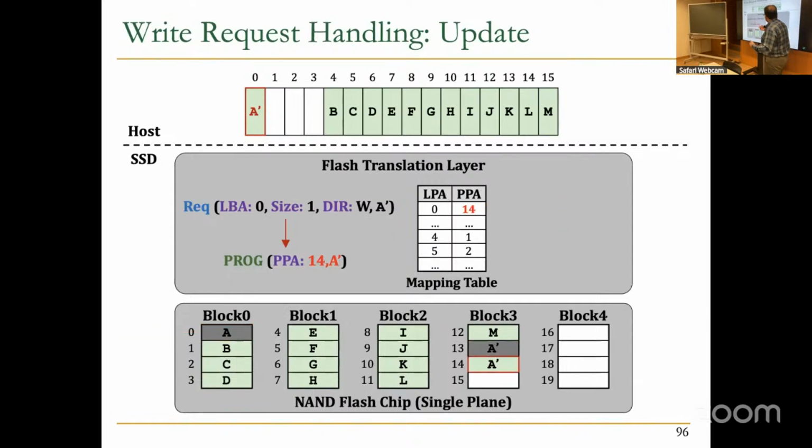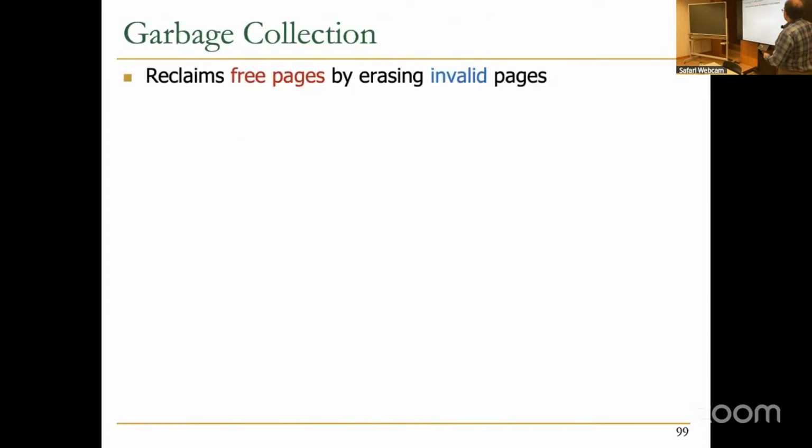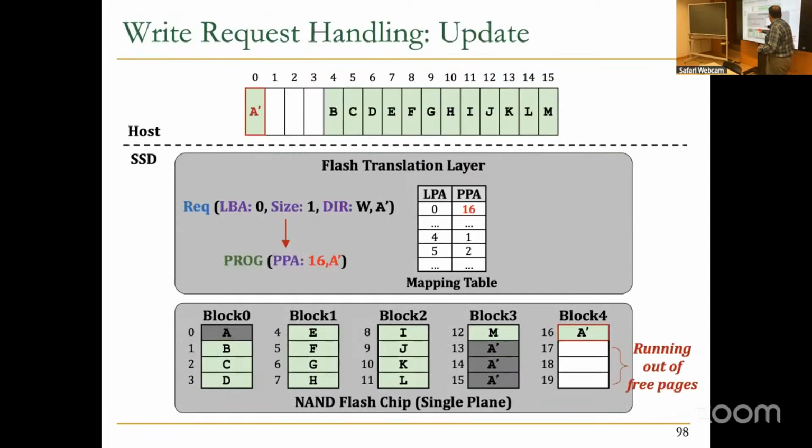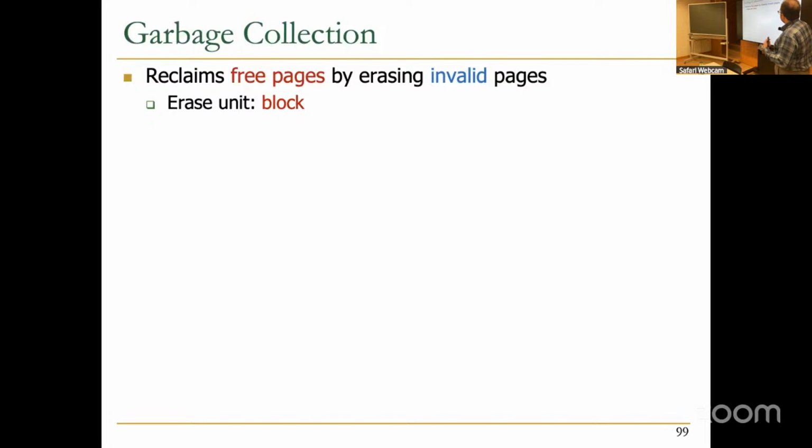So we receive another update, we update, invalid update. And at some point we are running out of free pages. Okay, so now we get to garbage collection to reclaim free pages by erasing invalid pages. So now you can see that we have, for example, a lot of invalid pages, right? So we can try to erase them to reclaim free pages. The erase unit is a block.